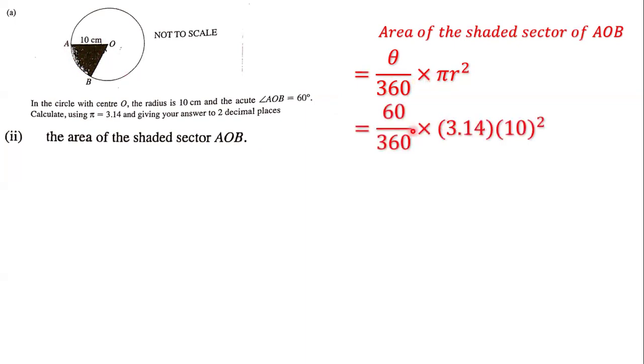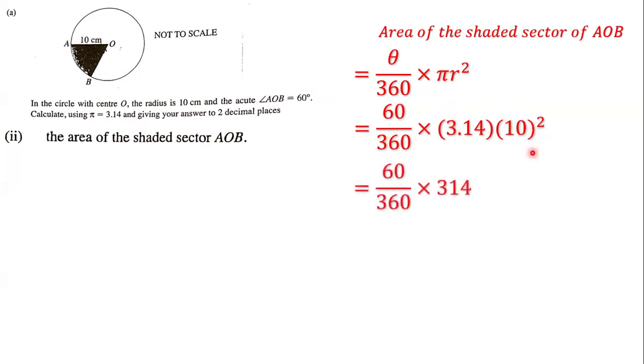Here, theta is 60 degrees because that's what this angle is. They told us 60 degrees here. And so we have 60 degrees on top, and at the bottom, we have 360 degrees. We multiply by pi. What is pi? Pi is 3.14. Then r is 10, so we have 10 squared.